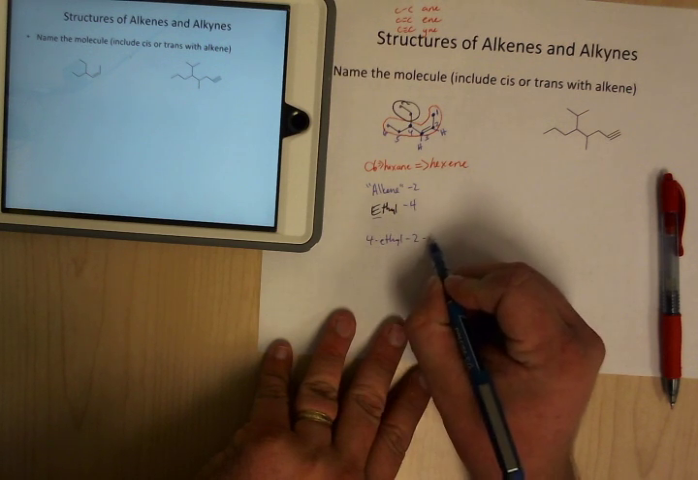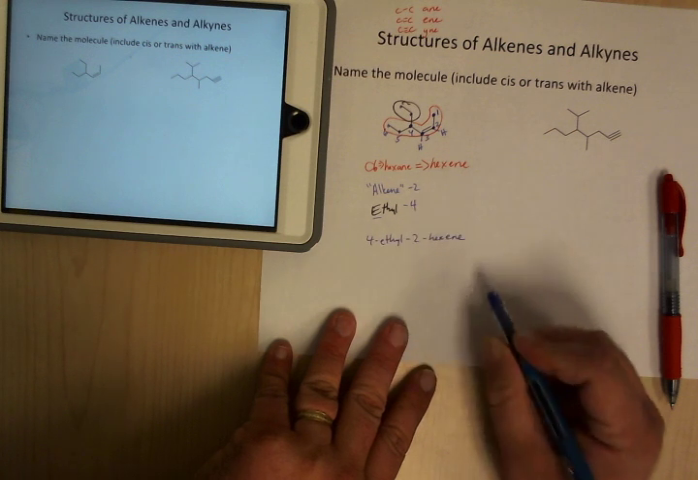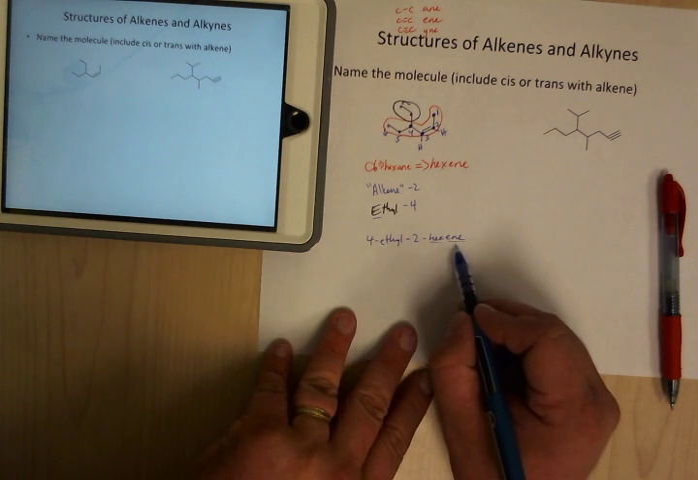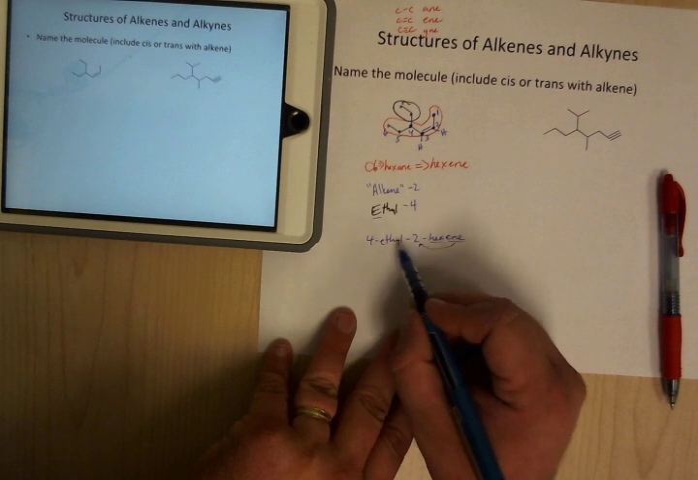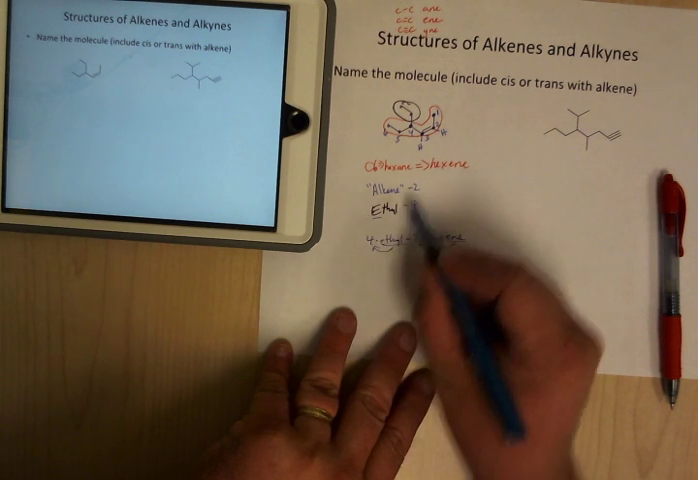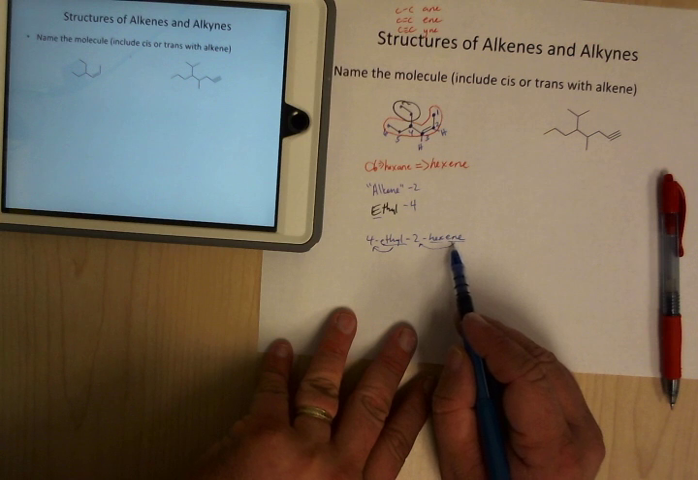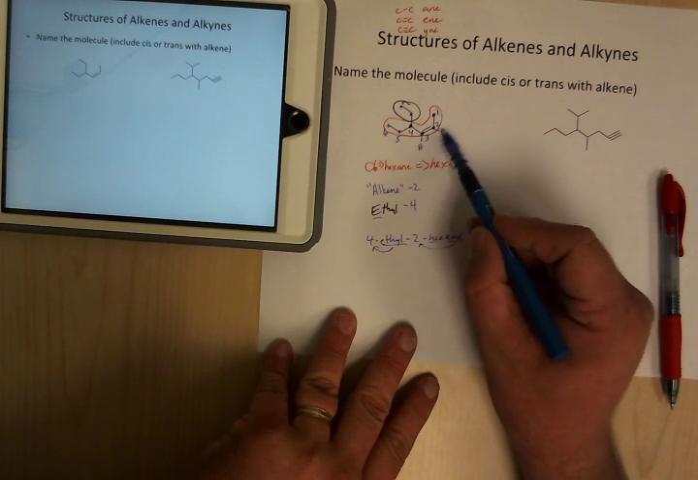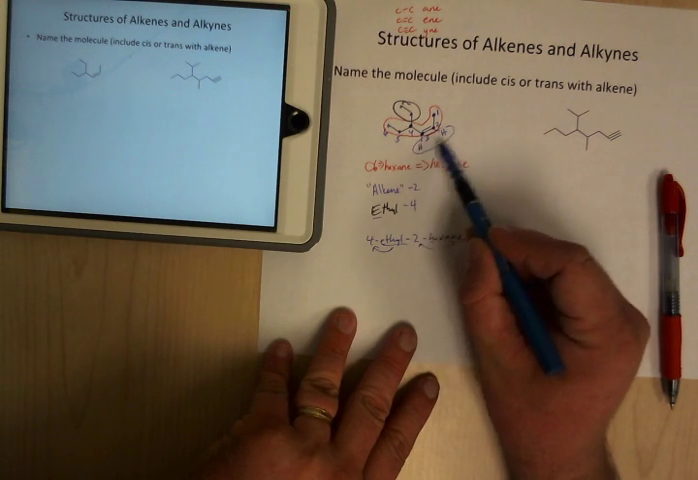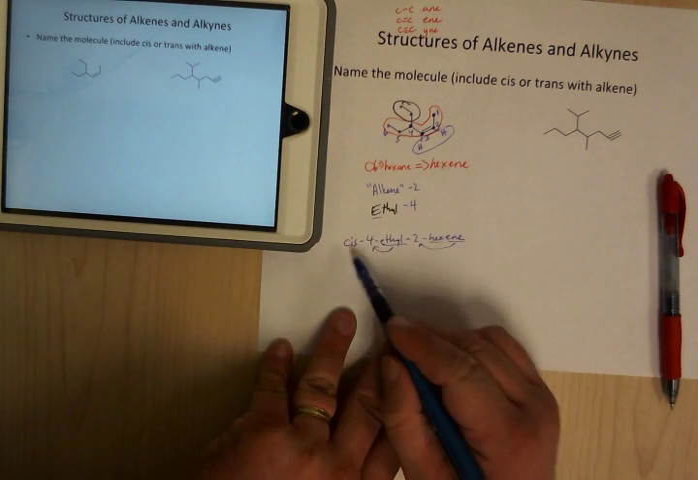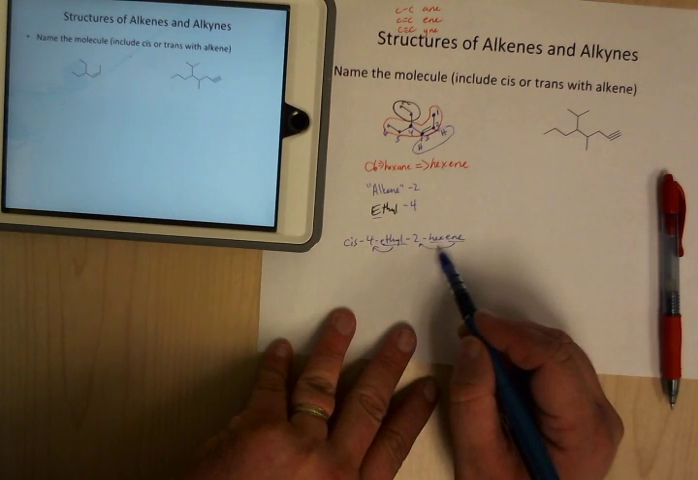2-hexene. So we have a main chain with the double bond in it. Where does the double bond start? Carbon 2. We also have an ethyl hanging off of carbon 4. Now, is that ene cis or trans? Notice how these hydrogens are on the same side, so that makes it cis. So it's actually cis-4-ethyl-2-hexene.